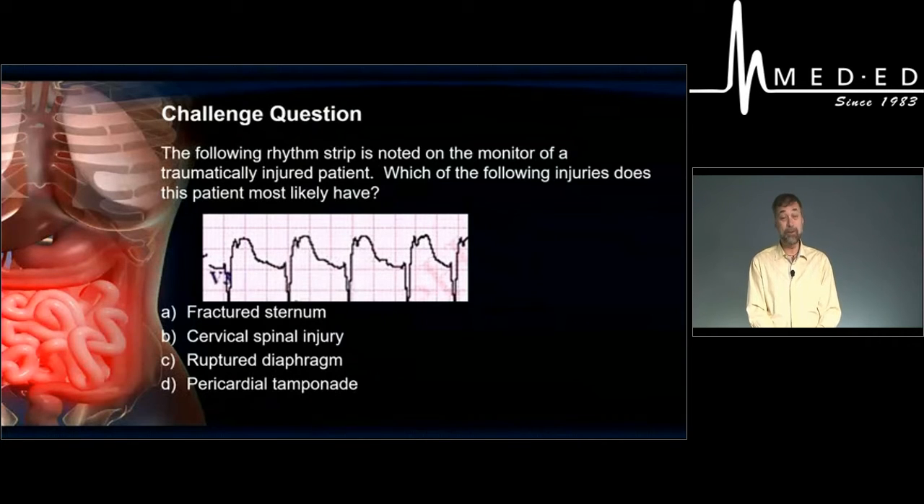On the screen right now, you can see our first challenge question. Let's go through it. I'll read it to you. The following rhythm strip is noted on the monitor of a traumatically injured patient. Which of the following injuries does this patient most likely have? Of course, your choices are A, fractured sternum, B, cervical spinal injury, C, ruptured diaphragm, or D, pericardial tamponade. If I were you, I would pause this for a moment and consider the question, come up with what you think is the right answer, and I'll give it to you a little bit later, and then you can see if you got it right. Do you think you know it? Okay, let's get into the material.